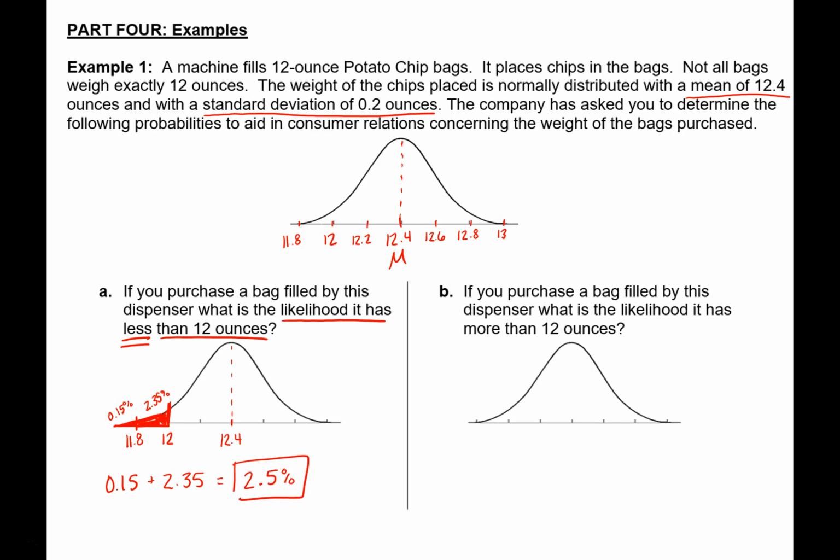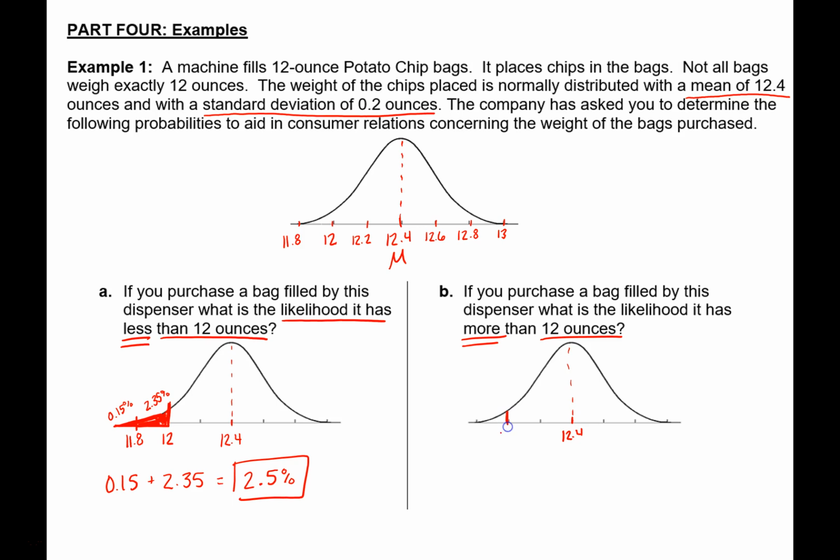So it's a pretty small likelihood that I'm going to get an underfilled bag, 12 ounces or less than 12 ounces, only 2.5%. So it's working in my favor that I'm not going to have to call customer service and complain about my empty potato chip bag. Let's look at another one. If you purchase a bag filled by this dispenser, what is the likelihood that it has more than 12 ounces? So we're still working at that 12 ounces mark. Our middle is still 12.4.